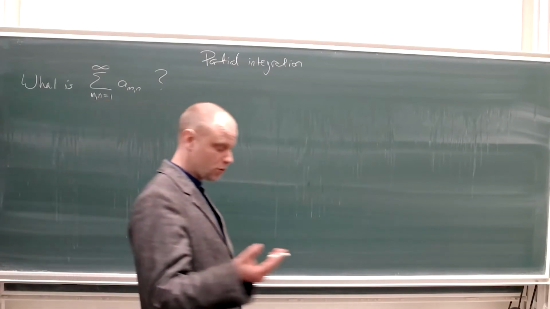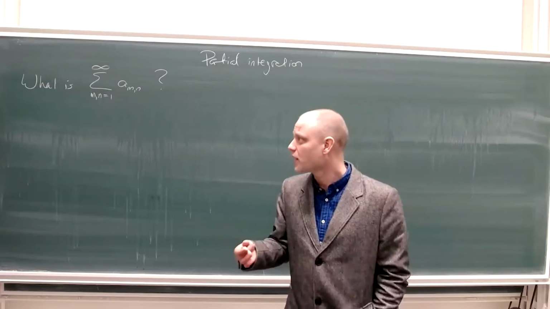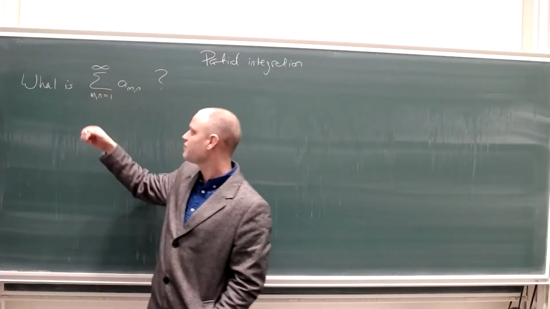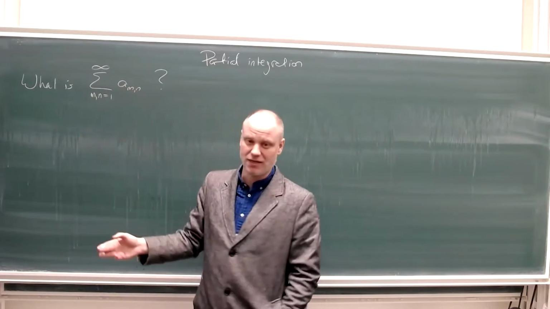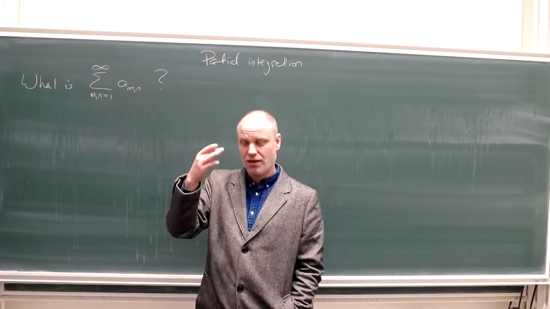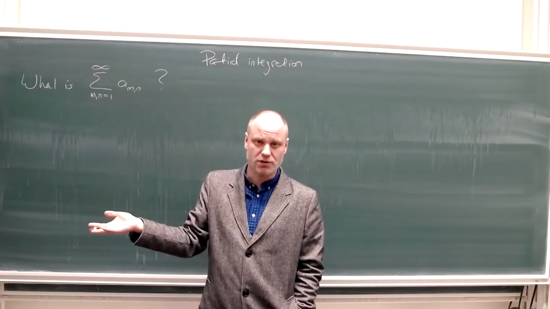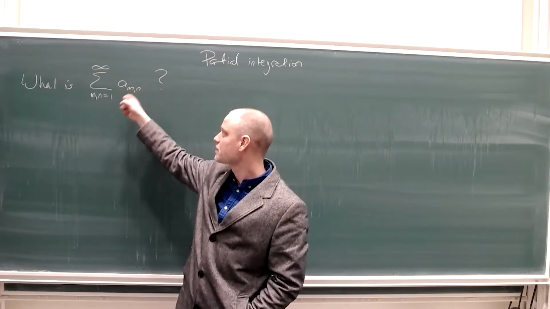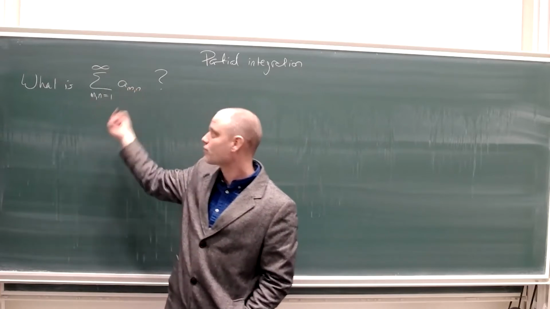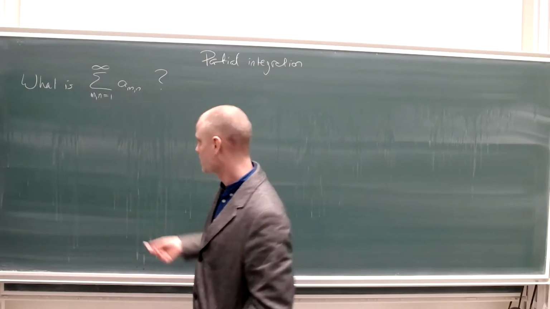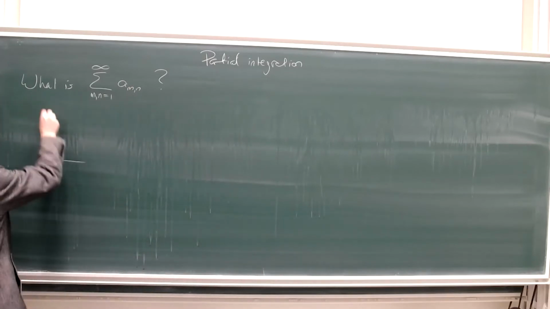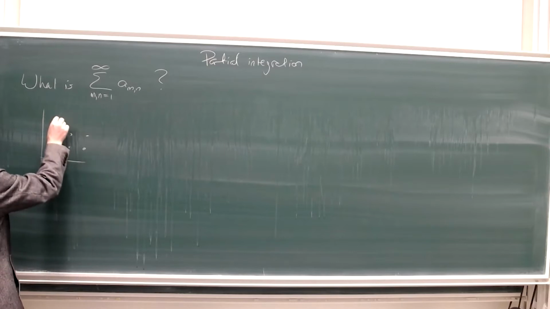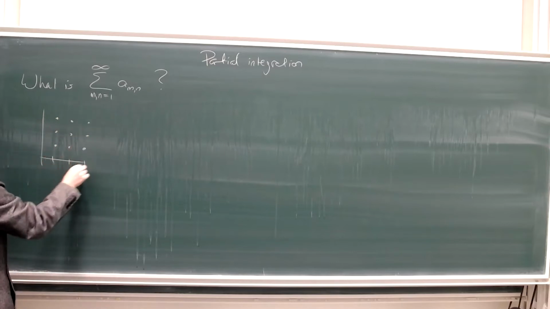Okay, so to get the topic of partial integration started, I start with a rhetorical question. What is the infinite sum a_{mn}? Think of a_n, which is usually what we denote a sequence, right? n goes from 1 to infinity. But what if you have two indices here, m and n, that both go from 1 to infinity? So basically you have values on a grid of integer points, right?